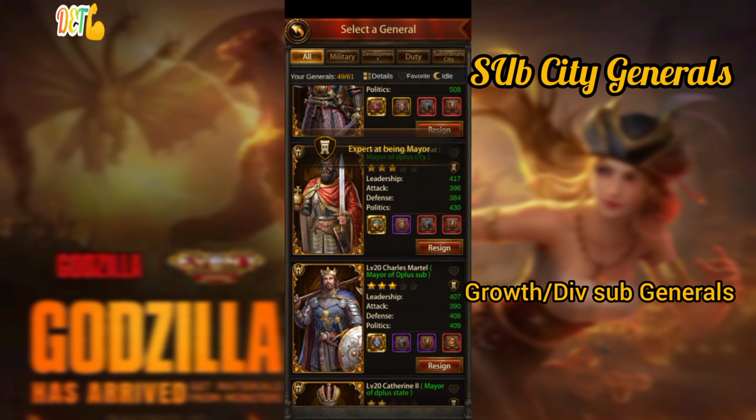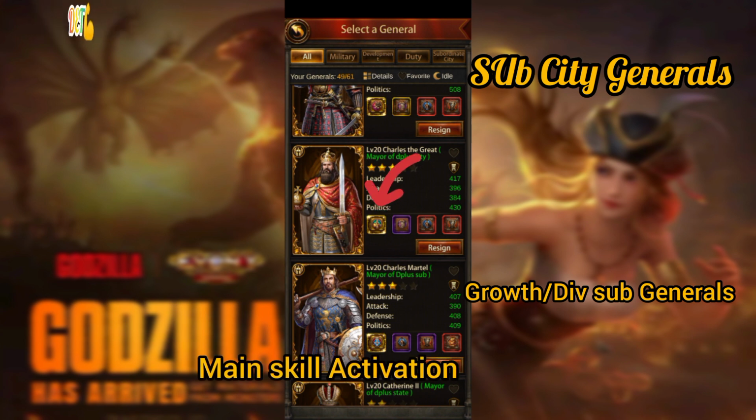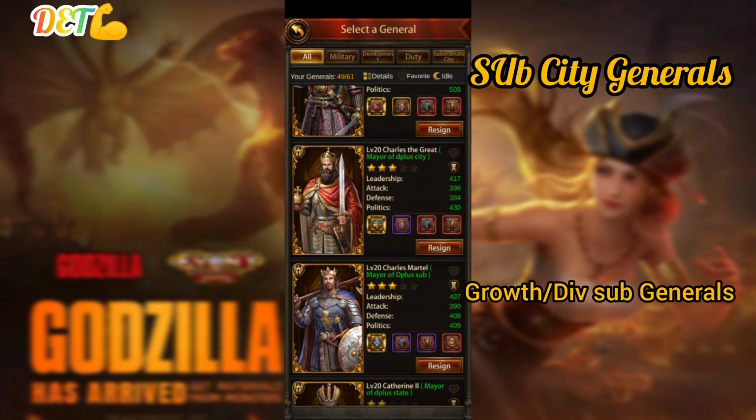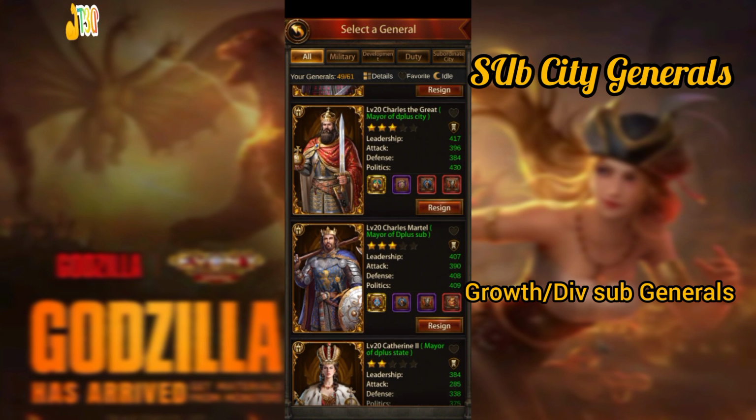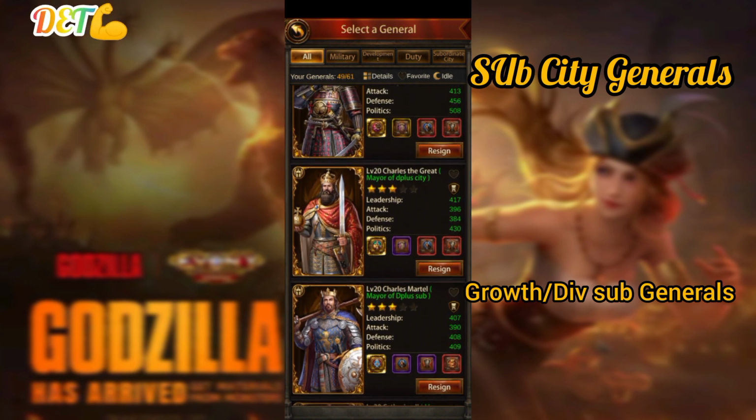So that's also another way you could identify a substitute general. And also, when you add this substitute general to a sub, you get their main skill activated. You can see the shiny light going over the main skill, showing that you have activated their main skill, and this is how you know a substitute general meant for development.